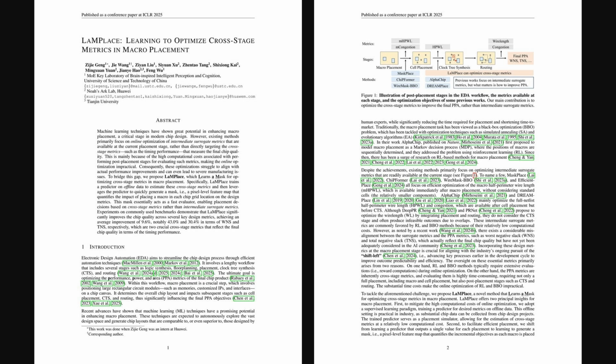So these strong results really highlight the core idea here. LaMPlace effectively tackles that tricky problem of optimizing for final chip quality, those crucial cross-stage metrics like timing, by first training a smart predictor offline. This predictor uses a graph neural network, an AI model that's particularly good at understanding relationships and patterns in data structured as a network, like the connections between components on a chip, to generate that L mask we saw guiding the placement. This leads to some really impressive gains, especially in chip timing.